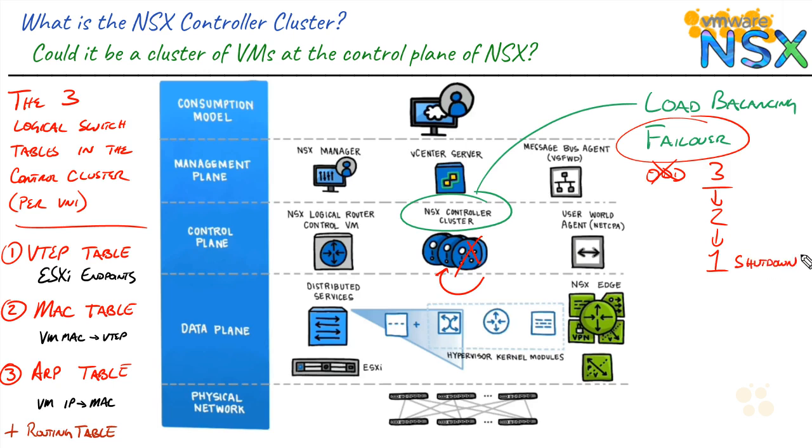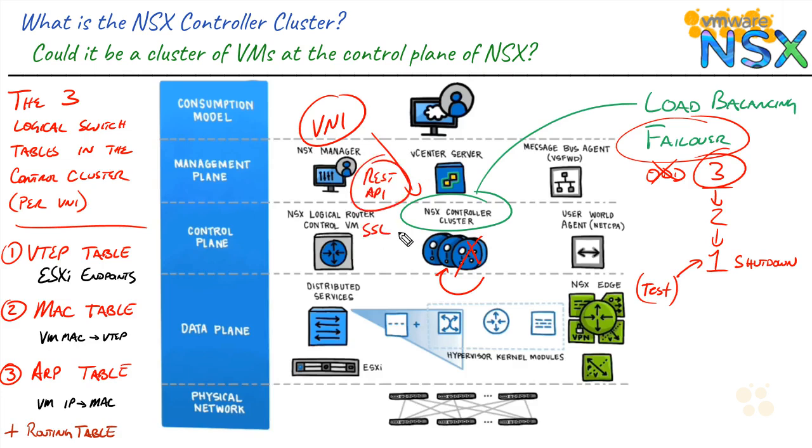With that said, as we are building up a control cluster, if we create 1 node, it will allow us to start functioning, and that's good for a test environment. But in production, 3 is a magic number. Now, when we create a new VNI using the NSX manager, those instructions are provided to the NSX controller cluster using the REST API protected with SSL encryption. The communication between the ESXi hosts running the logical switches and the controller cluster is performed by benefit of the user world agent and is a secure connection as well.